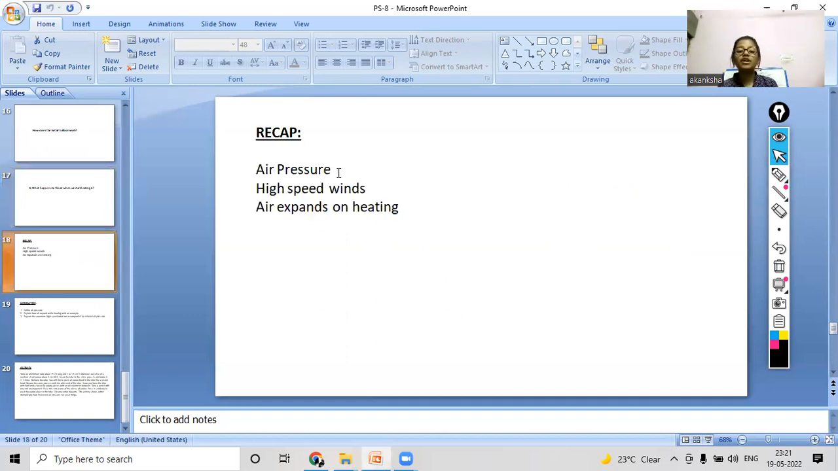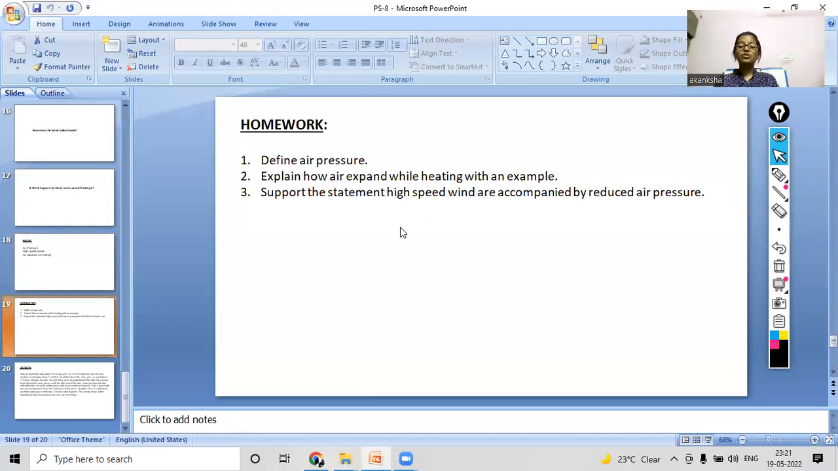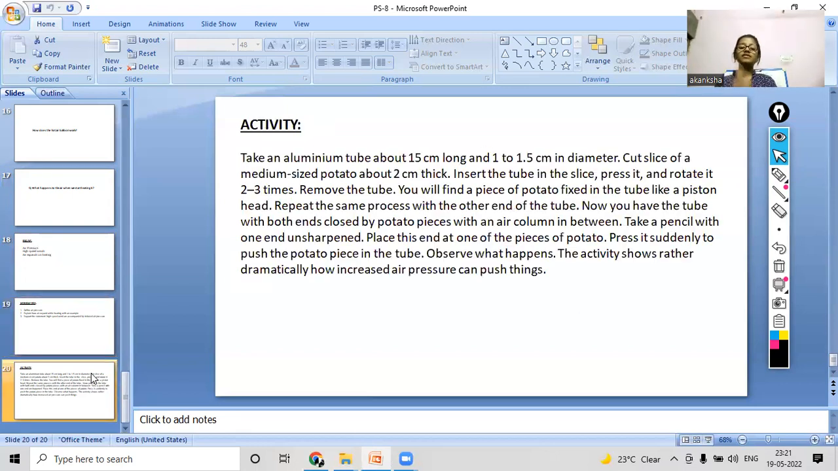So coming to the recapitulation part, let's see what we studied. We studied about air pressure. We studied about high wind speeds, right? And we studied how air expands on heating. Now coming to the homework part, these are some of the questions that you have to solve and write your answers in the notebook. And then there is a small activity that you have to perform under supervision, right?